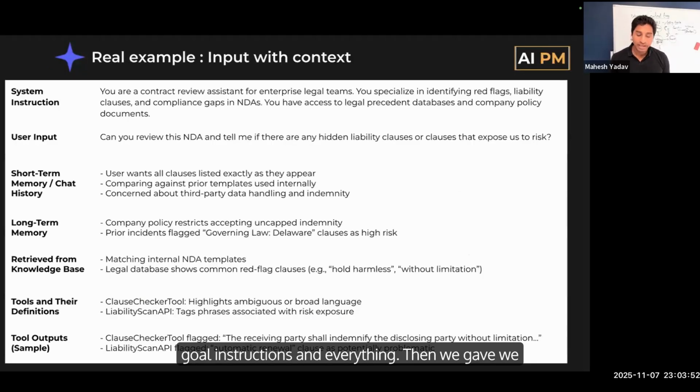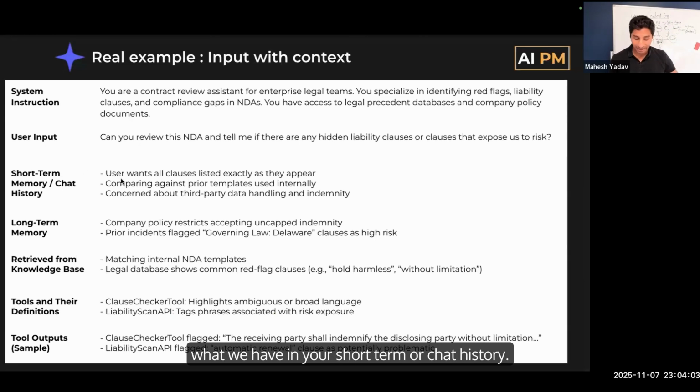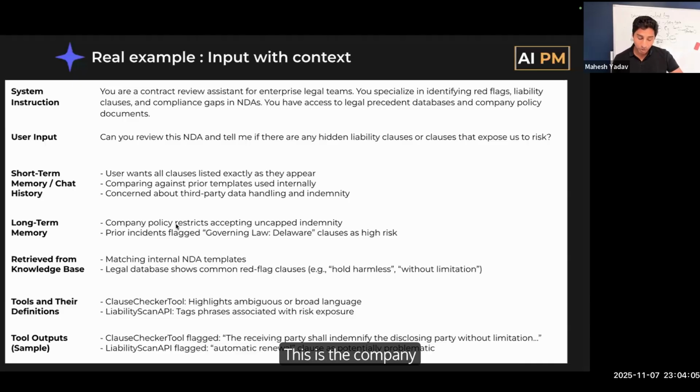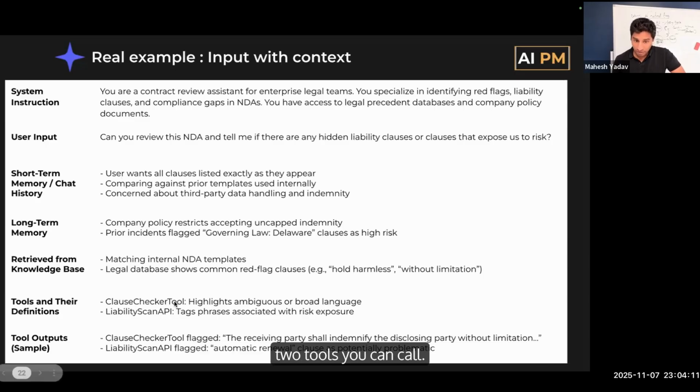Then we improved our context, and we gave it all the context. We said, hey, this is your system instructions. This is the user input. This is what we have in your short-term or chat history. This is the company policies. This is the retrieved knowledge from the knowledge bases. These are the two tools you can call.